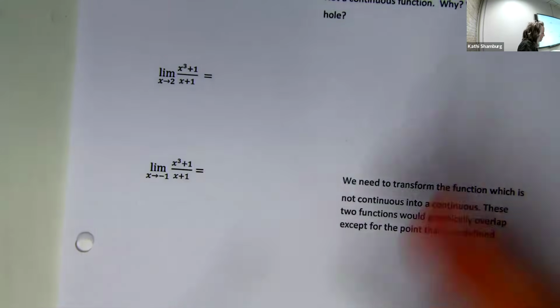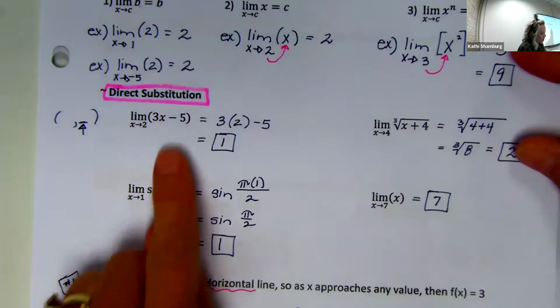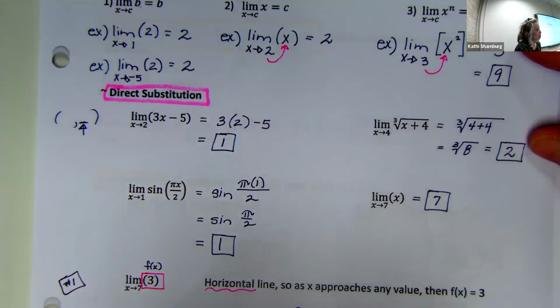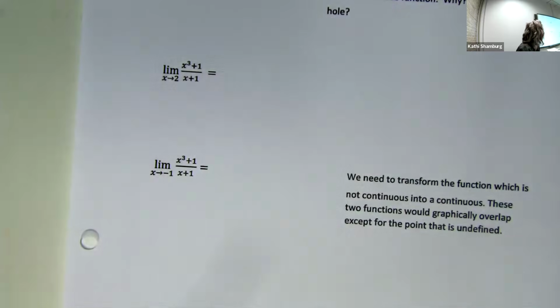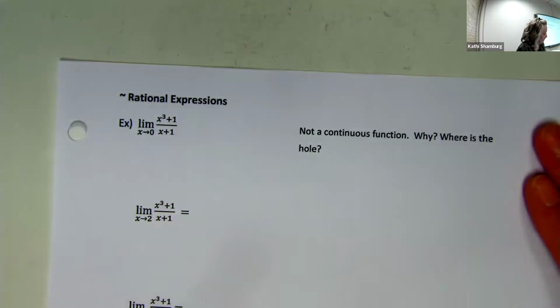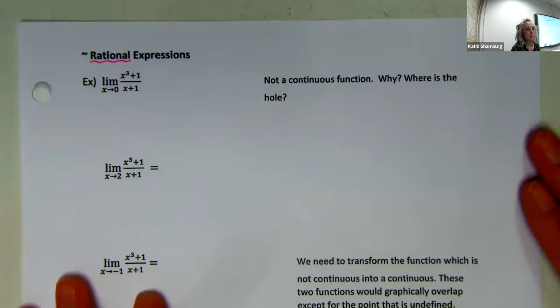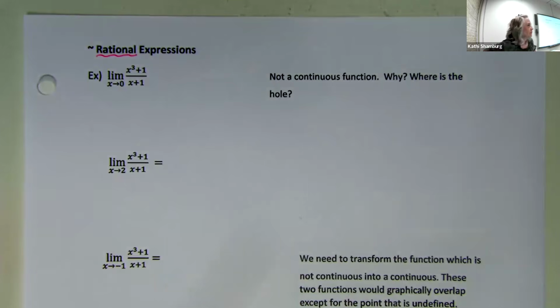Now, for the examples that we did over here on page 1, notice none of them were rational equations. What do I mean by rational? It's a fraction. So now I have a numerator and denominator. So these are our rational expressions.